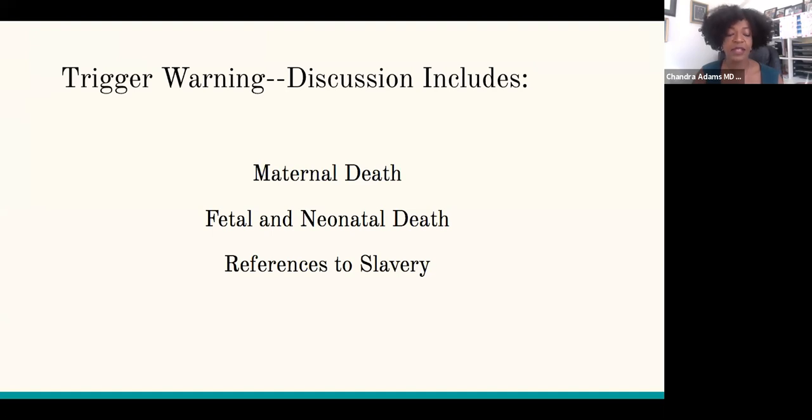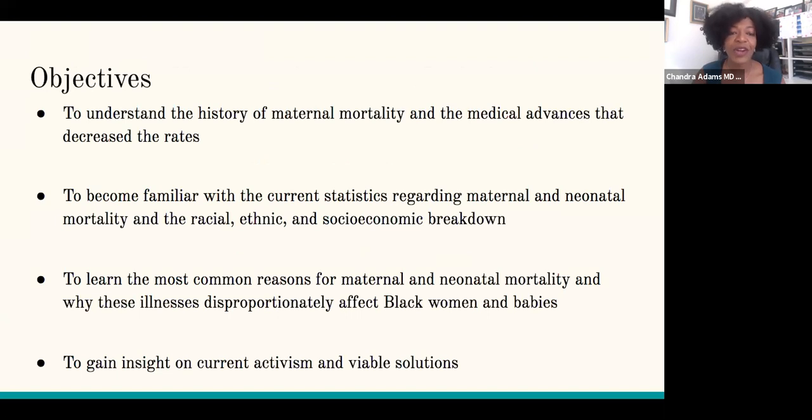So now that we've gotten those housekeeping items out of the way, our objectives are to understand the history of maternal mortality and medical advances that decrease the rates, to become familiar with the current statistics regarding maternal and neonatal mortality and the racial, ethnic, and socioeconomic breakdown, to learn the most common reasons for maternal and neonatal mortality and why these illnesses disproportionately affect Black women and babies, and to gain insight on current activism and viable solutions.